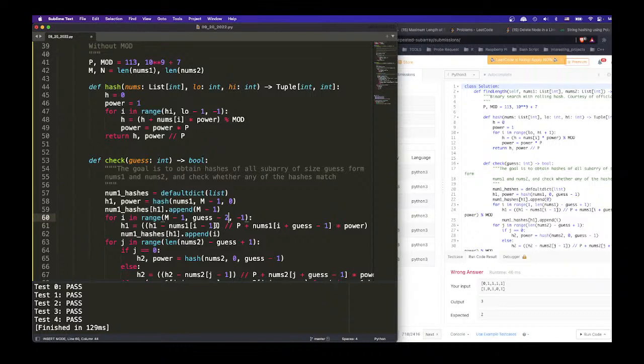What if we do this? 0, 1, 2, and minus 1. Right, but then we go this way. We remove this, multiply by p, and plus. Yes. So this, we still go low to high. This one doesn't change. Still low to high. This is the same. And this needs to change. What's low? High is m minus 1. That's high. Low will be m minus guess.